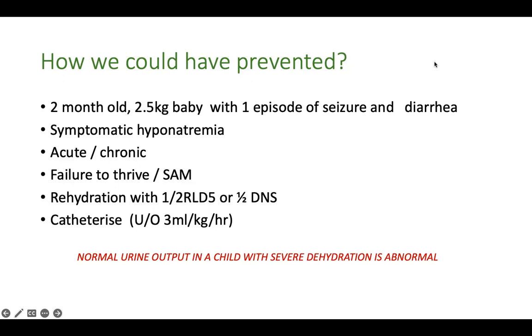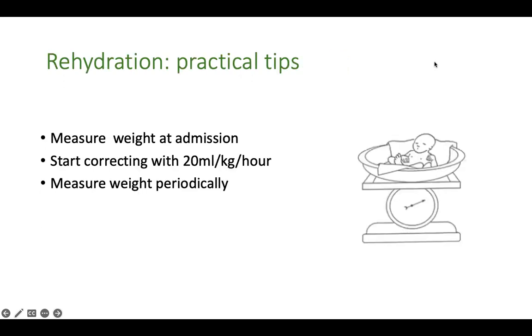And whenever you have a child with failure to thrive or severe malnutrition, always better to start rehydration with half RL with D5 or half DNS. And when catheterized, the urine output, even when the child was severely dehydrated, was 3 ml per kg per hour, which is abnormal. And once you rehydrated, the child was passing close to 10 to 15 ml per kg per hour of urine. So, how should you manage these small children who present to you with rehydration?